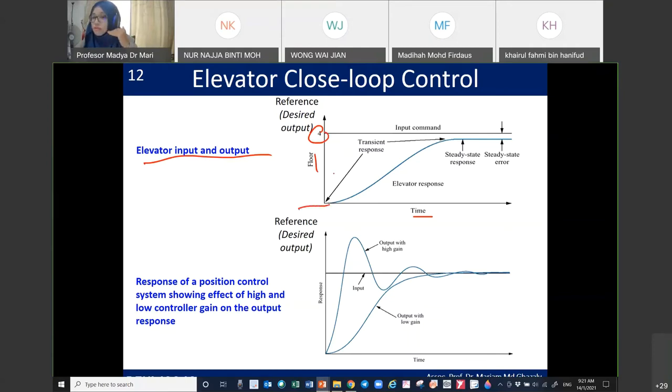So the input reference that you set is flat. If I were to draw it out like this, it's going to be a rectangular input, with empty time. Okay, you have a rectangular input. This is level 4, and this will be the input command. This is the reference that you want. When people press button 4, the elevator will go up. So, what you see here.